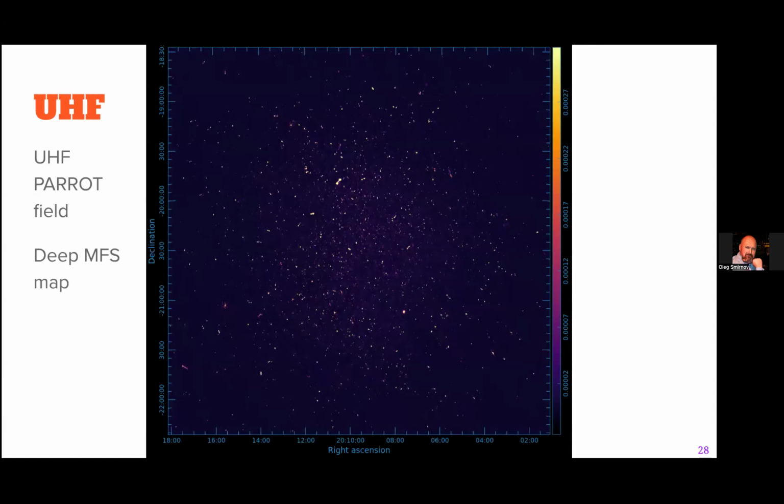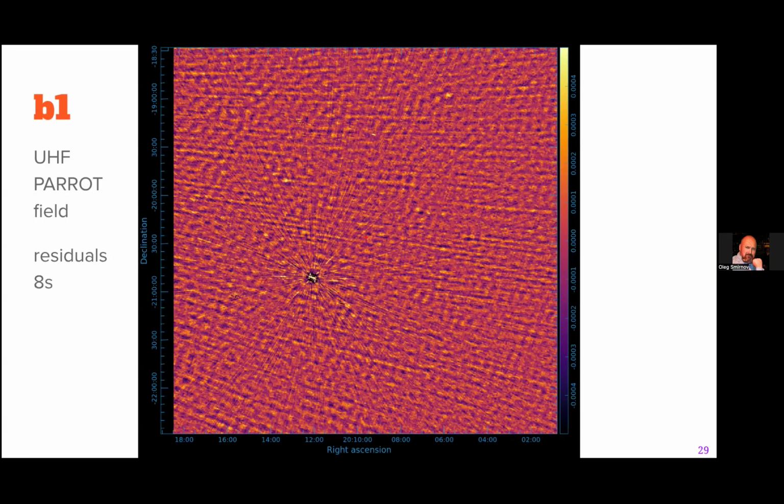So I can show you what we found in the noise. So let's start. This is one of the Parrot follow-ups, right? This is the Parrot field. This is a nice deep UHF map. This is a sort of radio image that we would be very satisfied with as a result of calibration and imaging. It's nice, it's deep, it's noise limited, there are no artifacts. If you start looking at snapshots, here's an 8-second snapshot from that. This is supposed to be entirely noise, right?